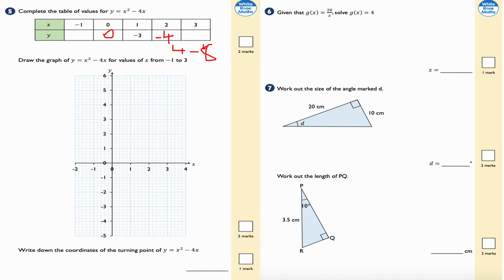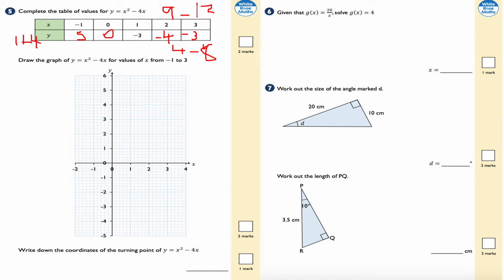When x is equal to 3, 3 to the power of 2 is 9, 9 minus 12 is equal to minus 3. And when x is -1, -1 all squared is going to be +1. And then minus 4 times -1 is going to be 1 plus 4, which is 5. Okay, so that's my table of values filled in.